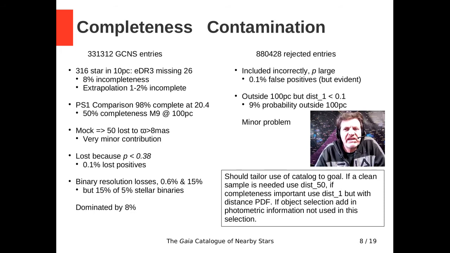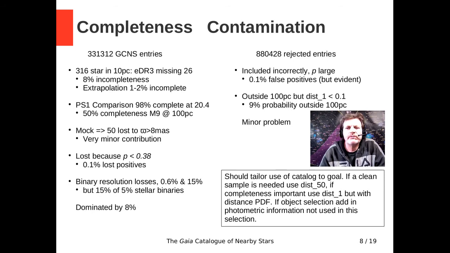We believe this is a worst case scenario because if we compare the catalog to external comparisons, we have a higher level of completeness. Our formal contamination due to misclassification, that is giving a good solution when we should be giving a bad solution, is estimated to be less than 0.1%, but probably the actual value is higher. Our estimation of the contamination from objects just outside the 100 parsecs is quite high, it's 9%, but that's because we've been very conservative and we provide a distance probability density function. So that error can, statistically, be completely accounted for.